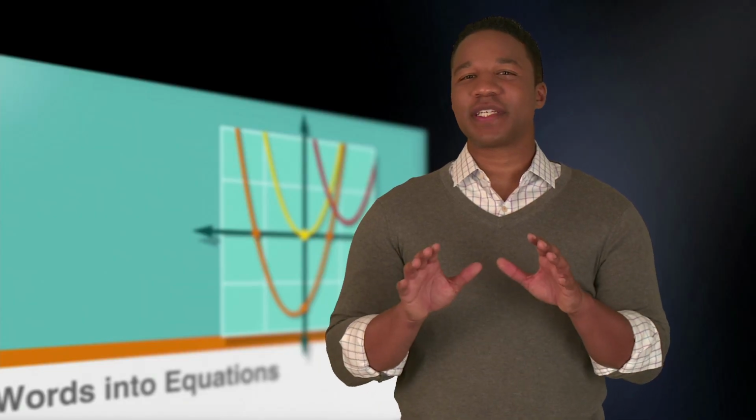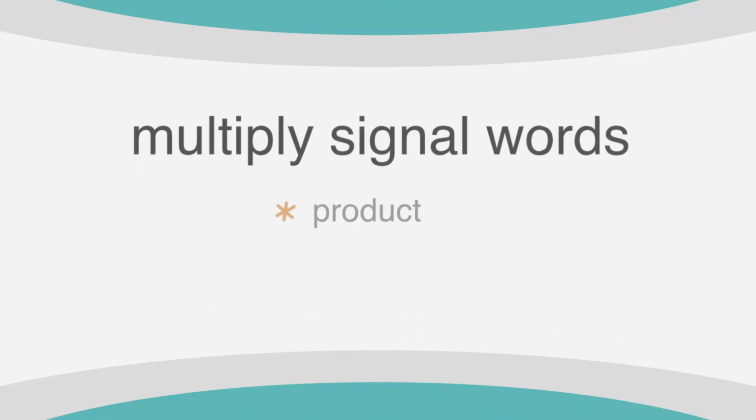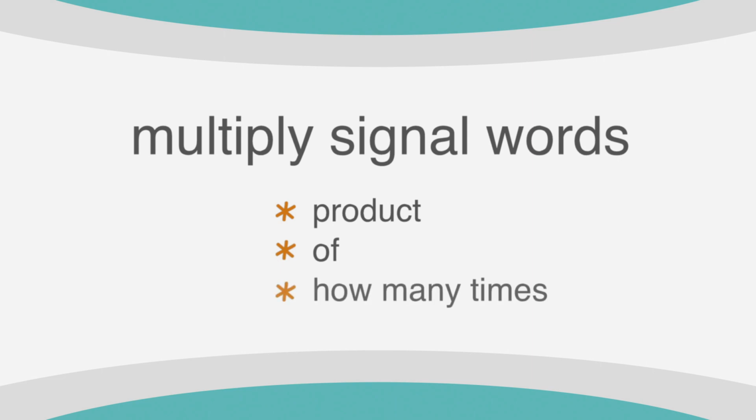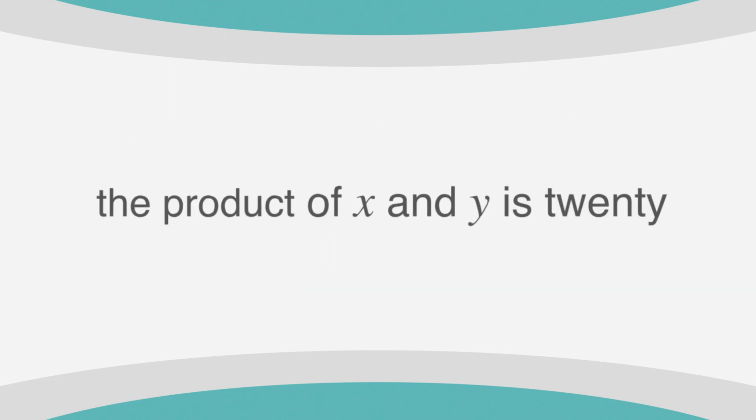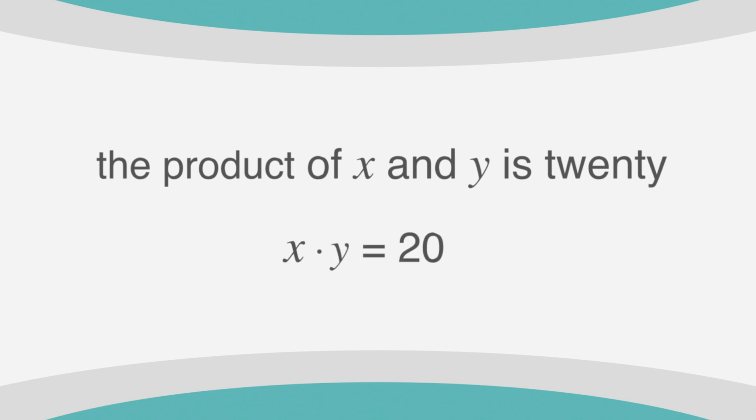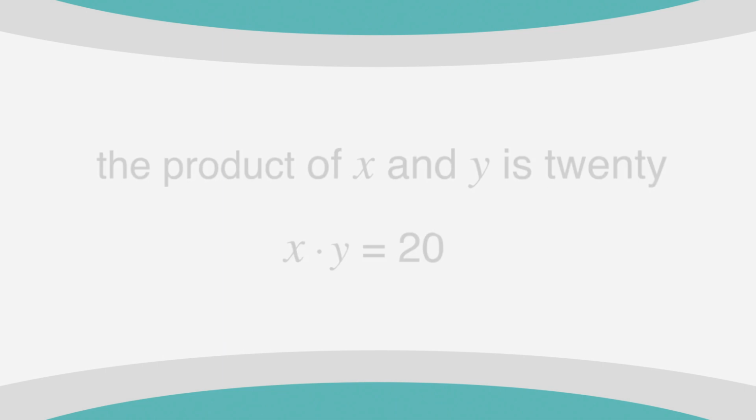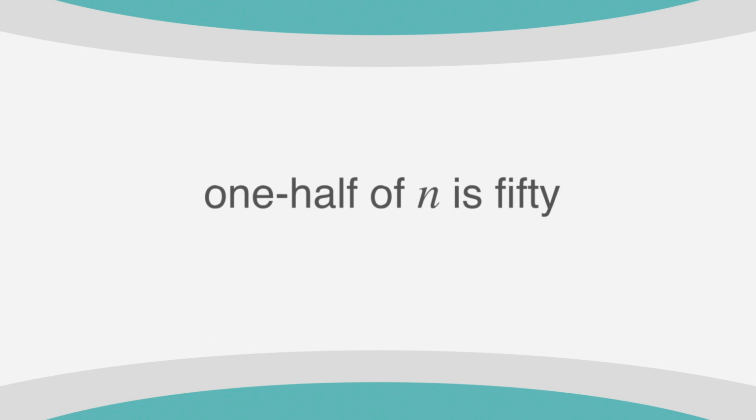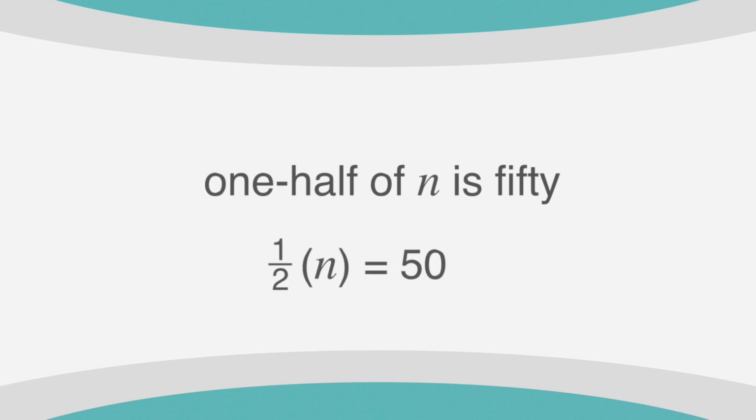Now that we've gone over the signal words for addition and the equal symbol, let's take a look at multiplication and subtraction. Words and phrases that let you know that you need to multiply are product, of, and how many times. So the sentence, the product of x and y is 20, translates into x times y equals 20. And the sentence 1/2 of n is 50 becomes 1/2 times n equals 50.